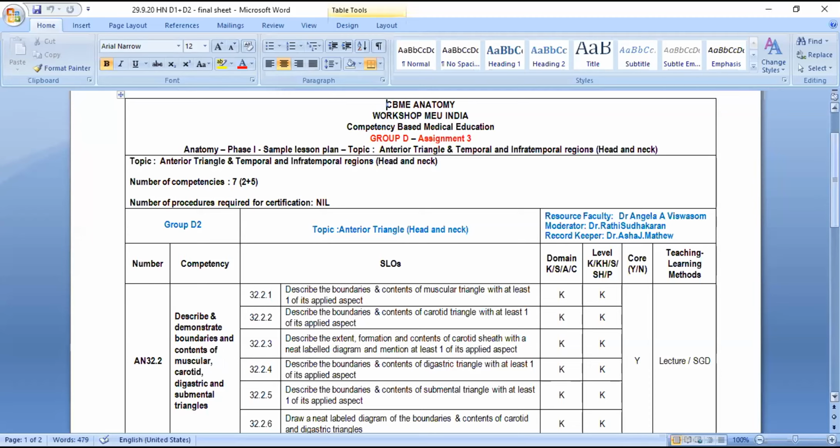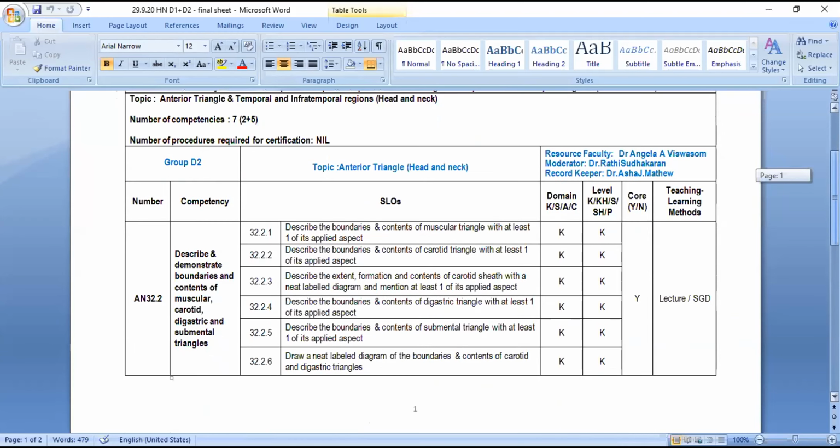Good evening, everyone. I'm Dr. Shantini, a presenter representing Group D. I'm here to present on competencies AN 32.2 and AN 33.3, which come under the topics anterior triangle and temporal and infratemporal fossa of the head and neck regions. Both these competencies are core competencies.